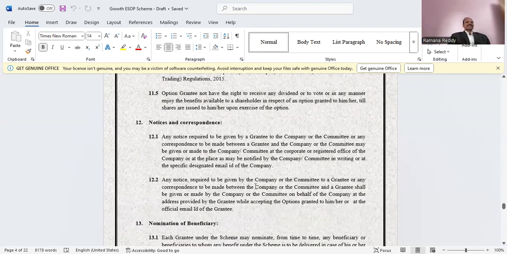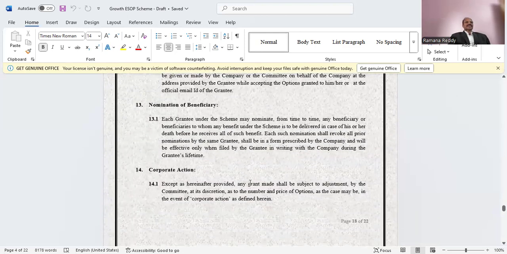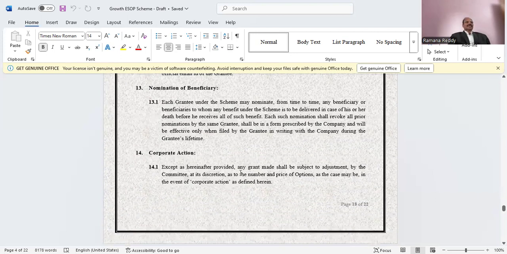What about the notices and correspondence? Whatever address is given in the acceptance letter will be treated as the communication address of the grantee. If there is any change in the address, email ID, or phone number, the grantee can intimate the NRC. Similarly, whatever address is there in the company grant letter, that is the communication address where the grantee can communicate. And the nomination of beneficiary: each grantee under the scheme may nominate from time to time, in case of his death.